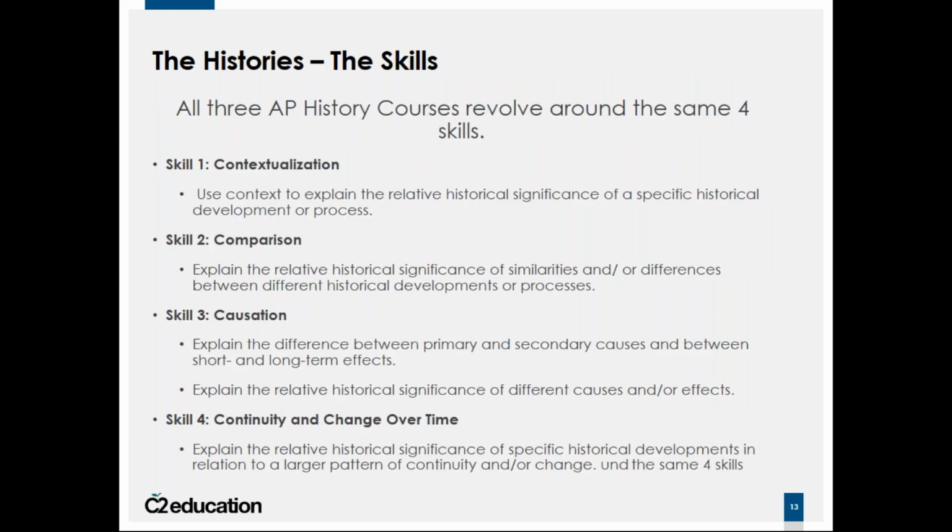Now, histories. The histories are all basically using the same 4 skills, right? So whether it's US history, European history, or world history, all of them use the same 4 basic skills, which makes life a little easier because there's a lot of crossover between them. One is context, right? Understanding historical context. Now, one of the big things in the history exam is that everything is based on documents. And because everything is based on documents, understanding the context of those documents is incredibly important.